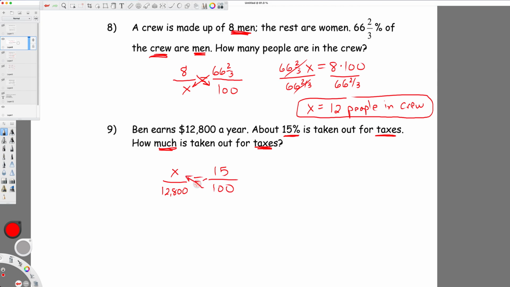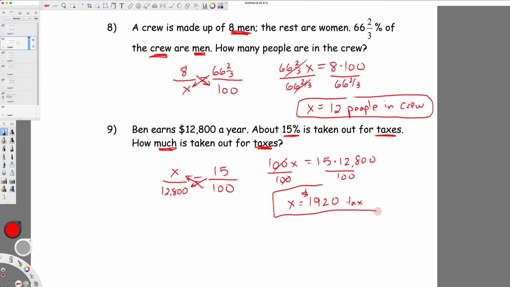So I'm going to cross multiply and divide. And so I get 100x is equal to 15 times 12,800. And when I divide by 100, this is going to divide nicely because I see there's 2 zeros there. When I divide by 100, those are going to go away. So 15 times 12,800 divided by 100, and I get 1,920, which is the dollar amount in taxes.